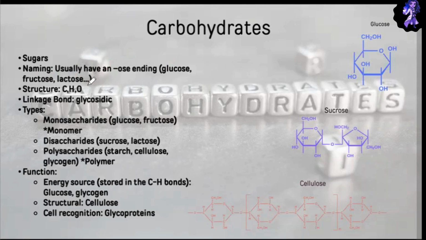Carbohydrates have three main elements: carbon, hydrogen, and oxygen, which can be seen in long chains or in a ring structure like the ones shown here. So if you see rings, that's your hint. If they have carbon, hydrogen, and oxygen, they're talking about carbohydrates.